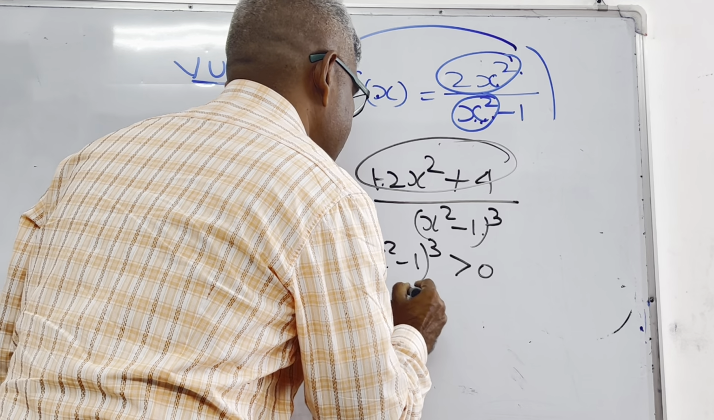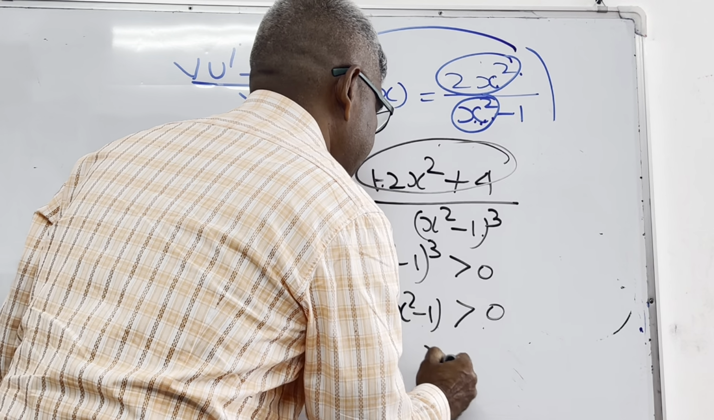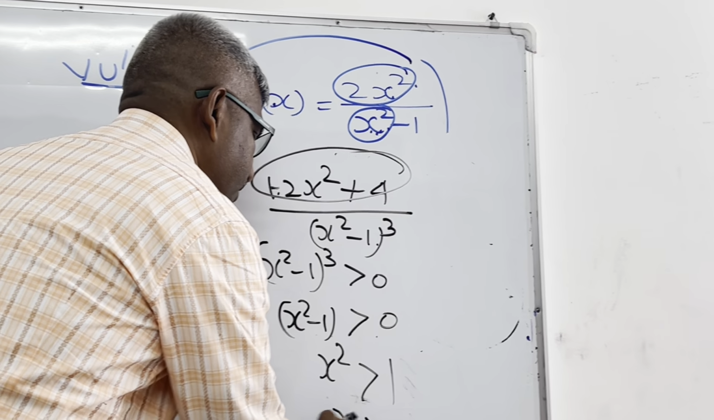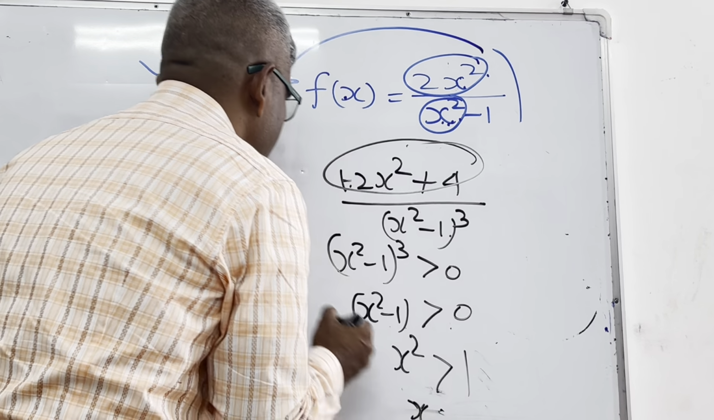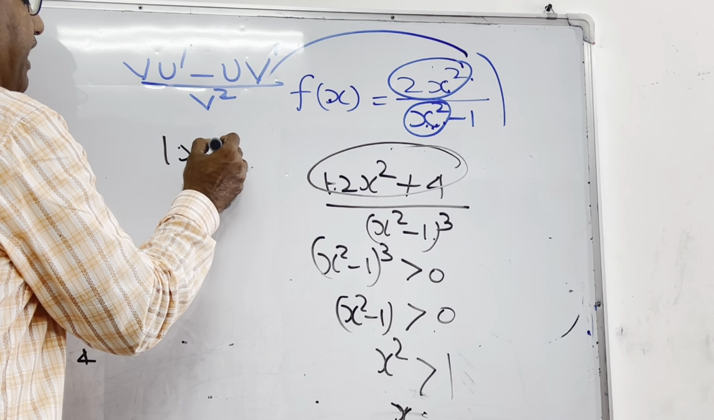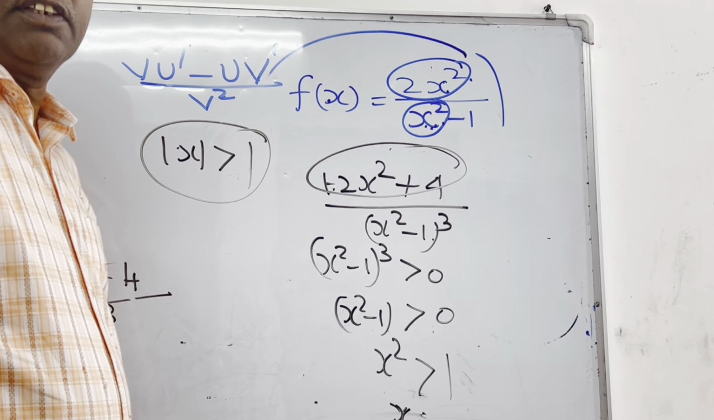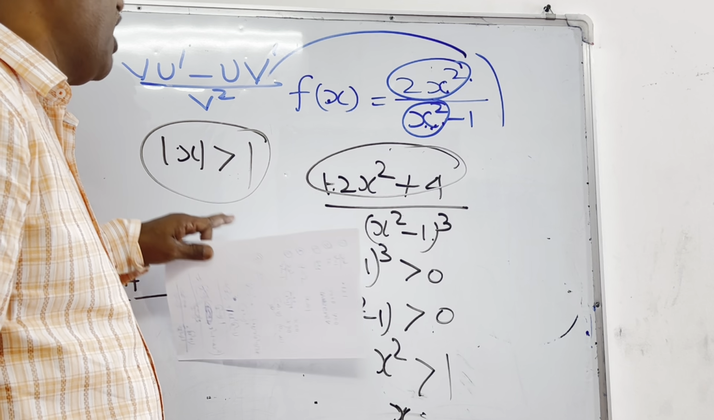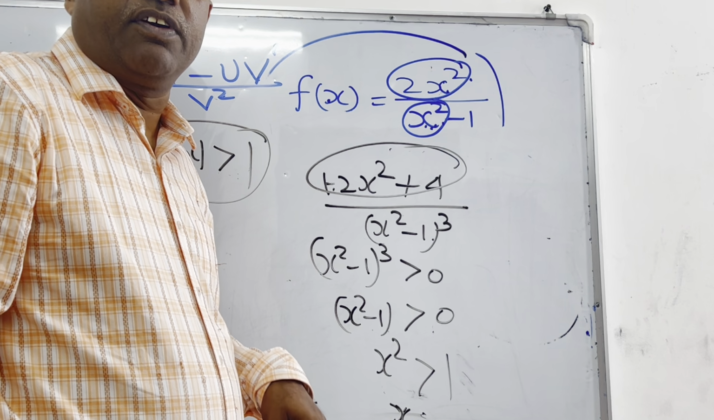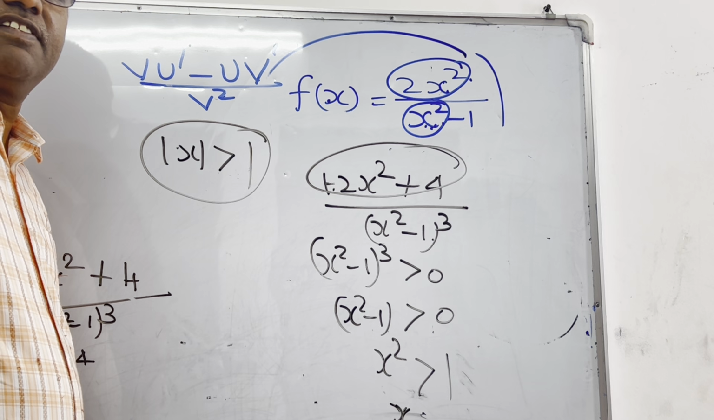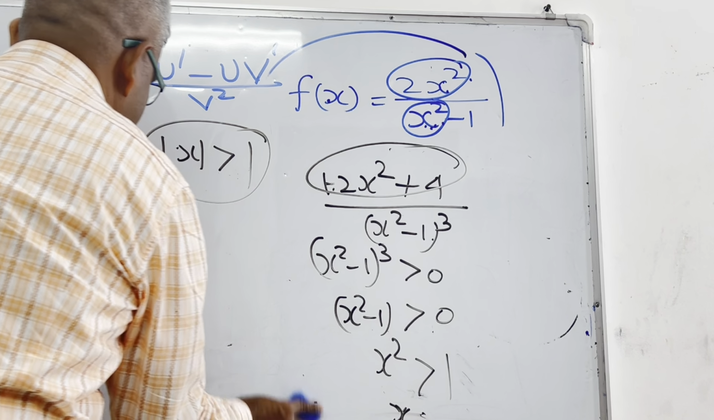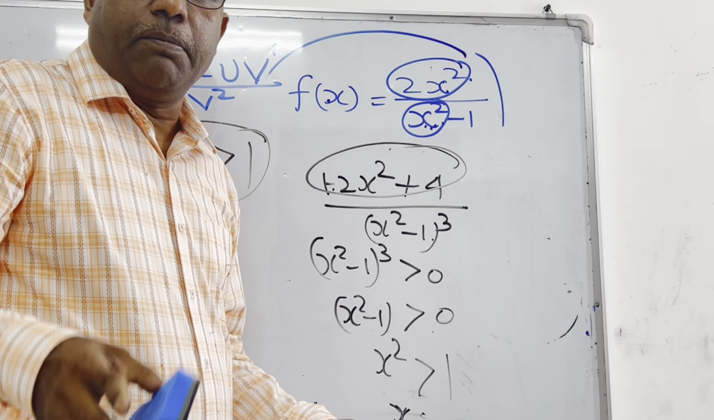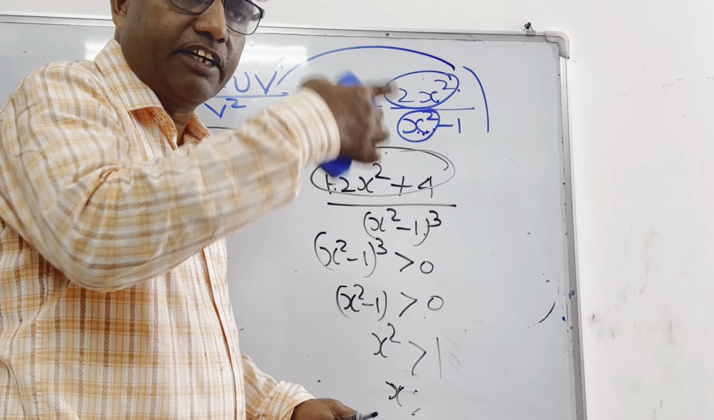So what will happen? X squared minus 1 is positive, so x squared is greater than 1. So modulus of x is greater than 1. When modulus of x is greater than 1, it is positive. So concavity up when modulus of x is greater than 1. Concavity down when modulus of x is less than 1. Okay, there is no point of inflection because there is no place where concavity changes between up and down, because it is symmetric, and the vertical asymptote at 1 is there.